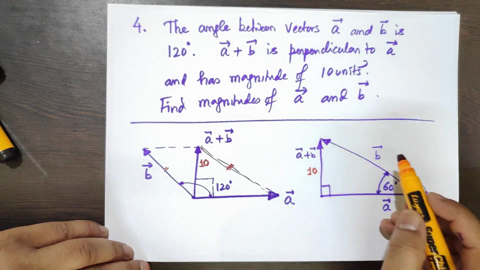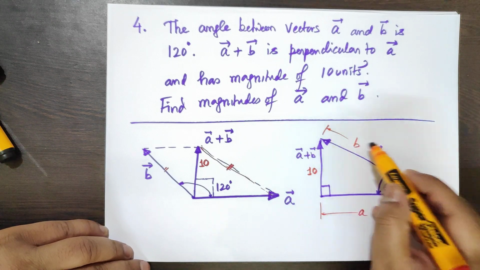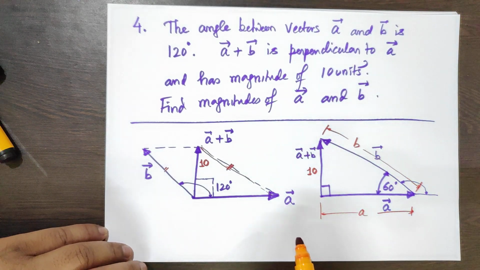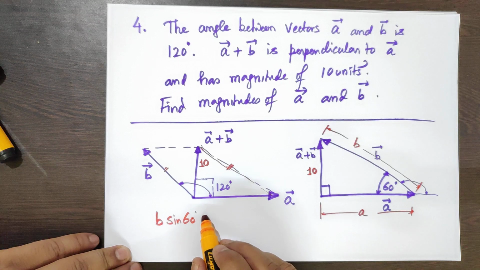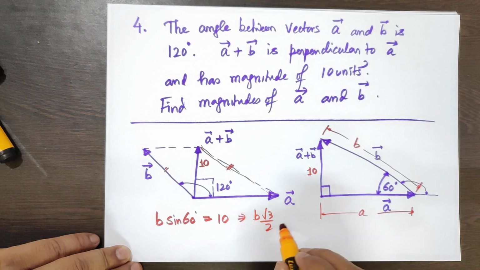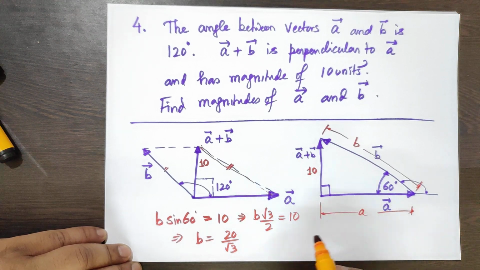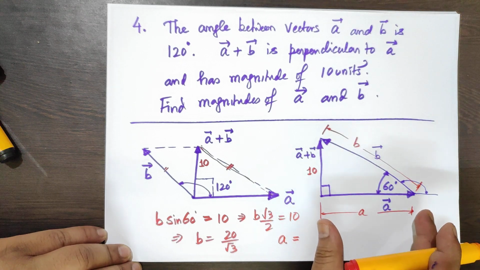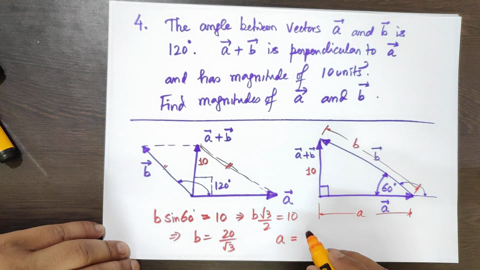So this is B, and this is A, and this length is B. By the geometry of the triangle, B sin 60 is equal to 10. That is, B into root 3 by 2 equal to 10, implies B equal to 20 by root 3. And what about A? A, from here you can use the tan formula, or simply A is B cos 60, so it's half of B, so 10 divided by root 3.